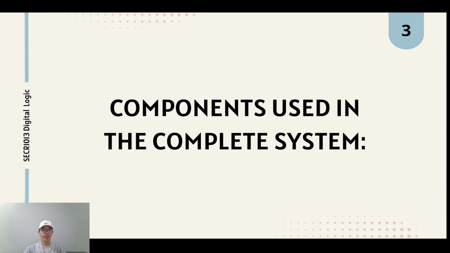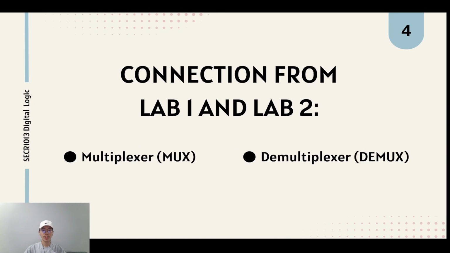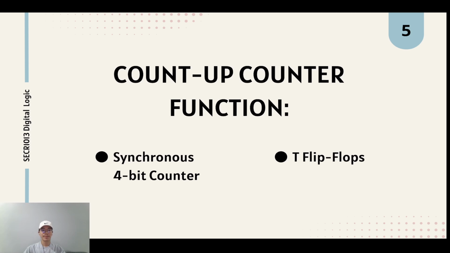So let's go on with the components that are used in the complete system. For the connection from lab 1 to lab 2, or lab A to lab B, we used a multiplexer for lab A or lab 1 and also a demultiplexer for lab 2 or lab B. Next, we use a count up counter function. In this function, we used a synchronous 4-bit counter as well as T flip-flops.